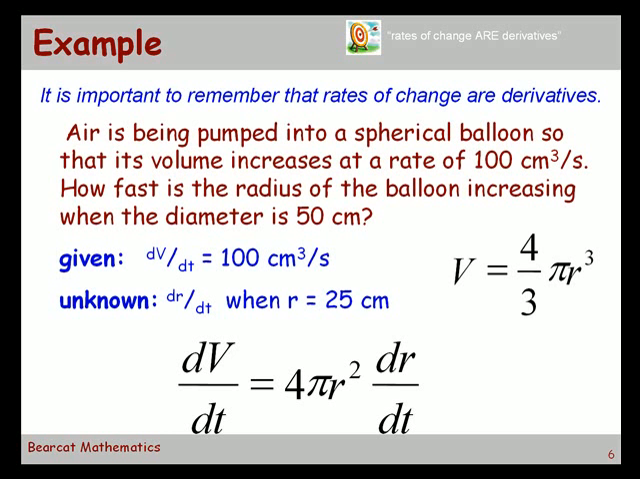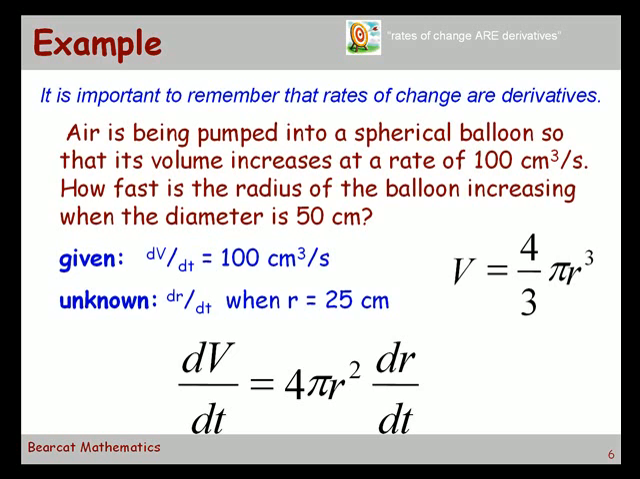So now I see a dv over dt in this equation. Do I have a value for that? Yeah, it's 100, right? I see an r. Do I have a value for that? I do, because I want to know dr over dt exactly when r is 25 centimeters, right? So I have a value for that. I see a dr over dt, and that's what I want, right? So I basically have 3 variable type things. If I can replace 2 of them, I can solve for the third one and answer the question.